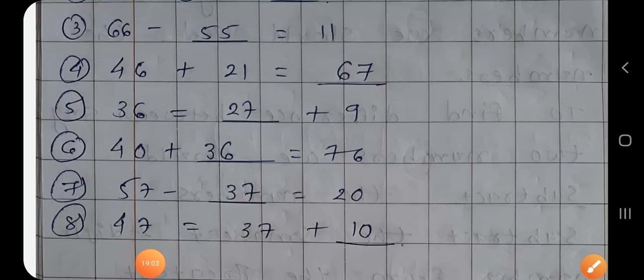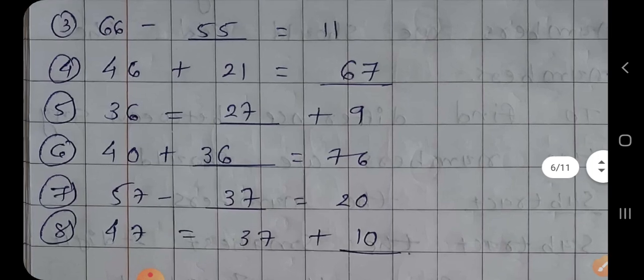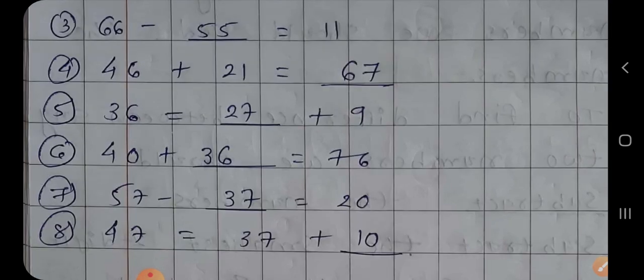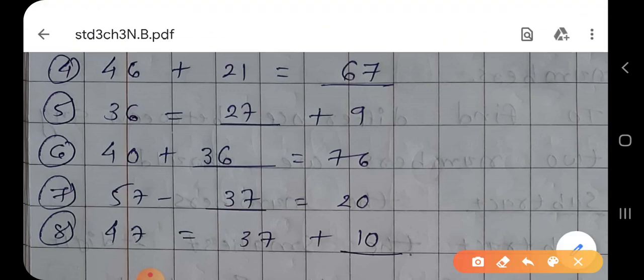Sixth number, 40 plus blank is equal to 76. So again, to find which number you have to add to 40 to get 76, subtract 40 from 76, and whatever number remains is what you have to add to 40. So 76 minus 40. 6 minus 0, 6. 7 minus 4, 3. So in this blank, write down 36. 40 plus 36 is equal to 76.